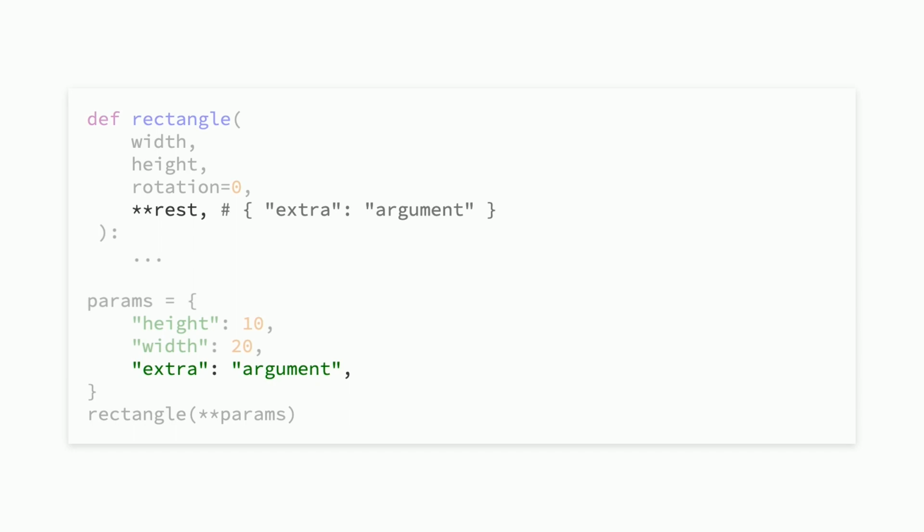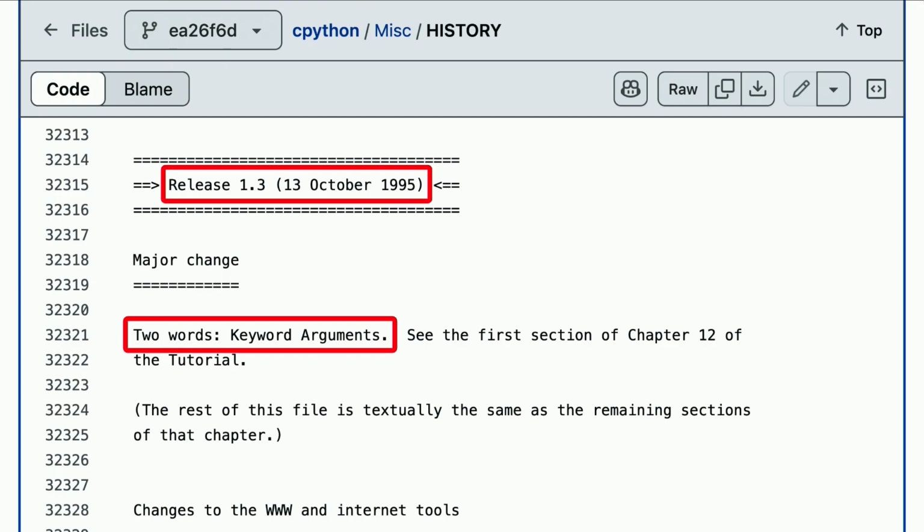As a side note, similar to JavaScript, this parameter doesn't have to be called rest either. And the general convention in Python is to use kwargs for keyword arguments, which was also added back in Python 1.3.